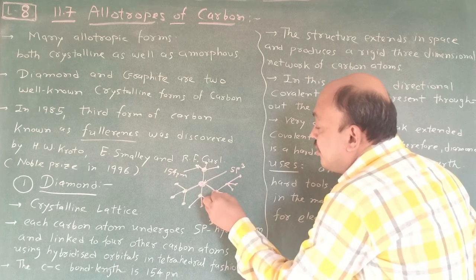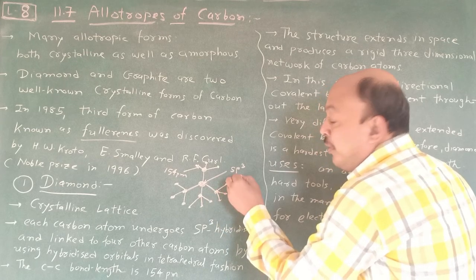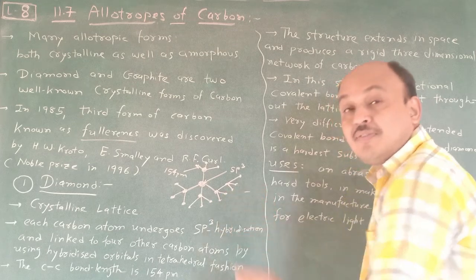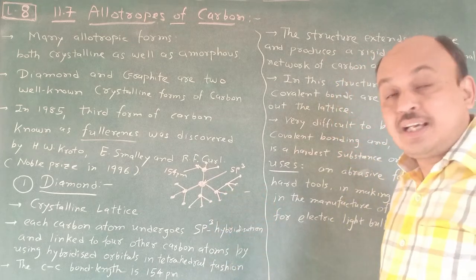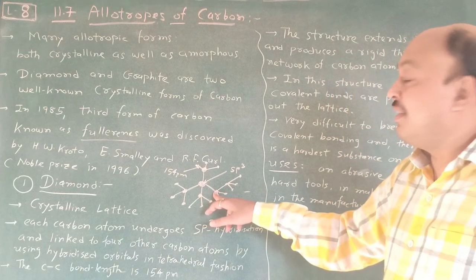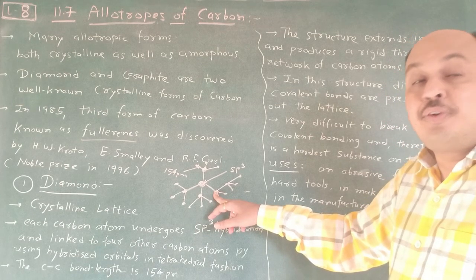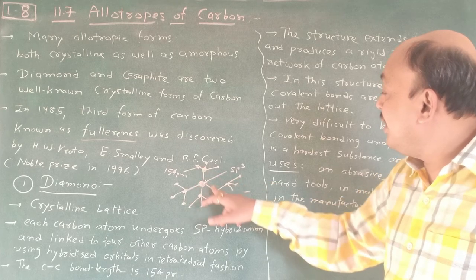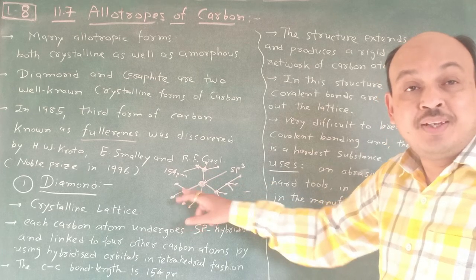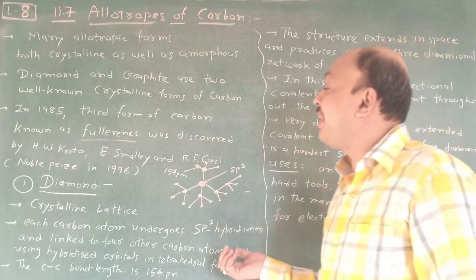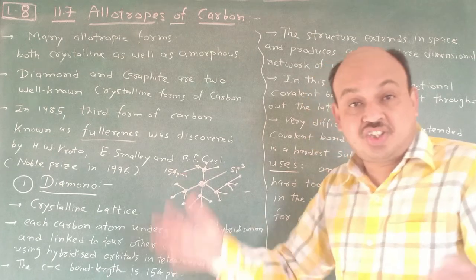Due to that, this carbon is also joined with another 3 carbons. So this is 1, 2, 3, 4. Okay, this carbon is also joined with another 3 carbons. So each and every carbon is attached with another 4 carbons. So this carbon attaches 1, 2, 3, 4. That's it. And that's why it becomes a very rigid structure.